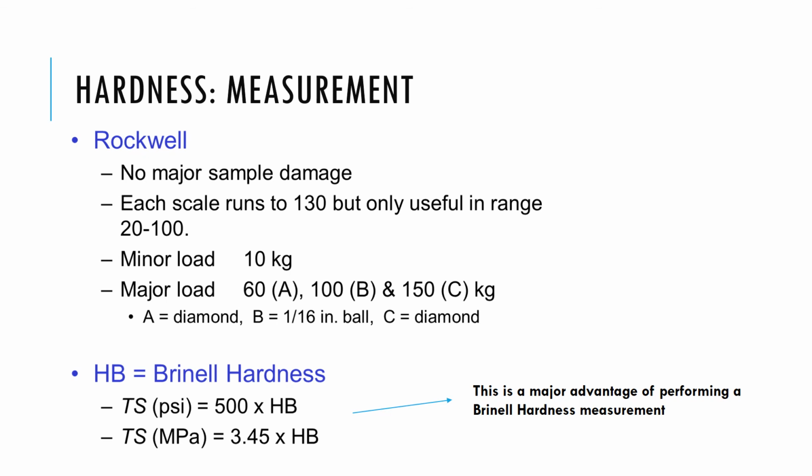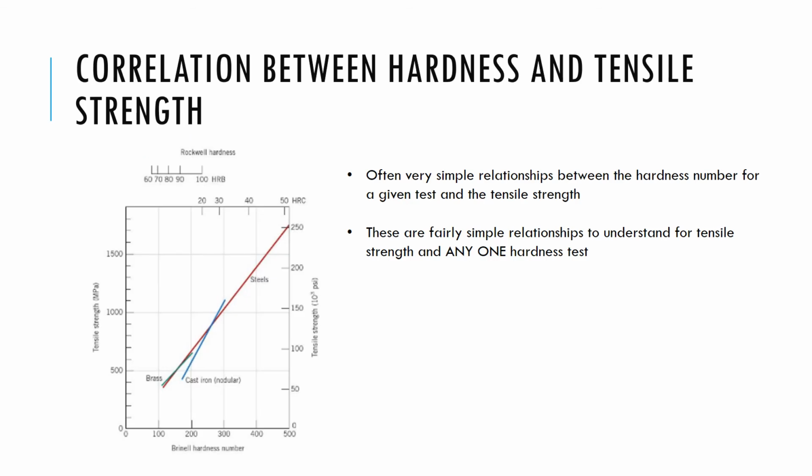Here are two examples, the Rockwell hardness measurement and the Brinell hardness measurement. One of the major advantages of using the Brinell hardness technique is that there's a kind of loose conversion that can be done between the Brinell hardness value and the tensile strength of the material. That's very useful if you haven't got a way of measuring the tensile strength of the material. You can just take its hardness and calculate it based on its Brinell hardness.